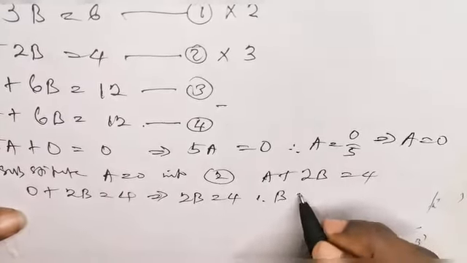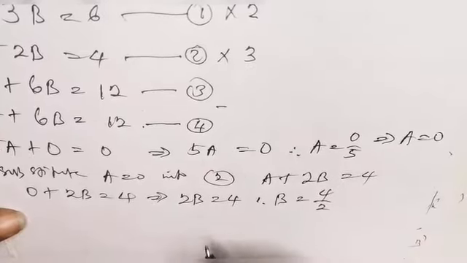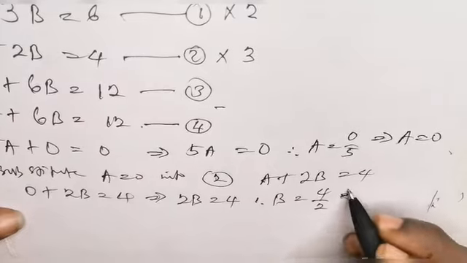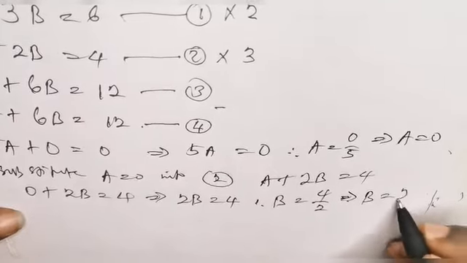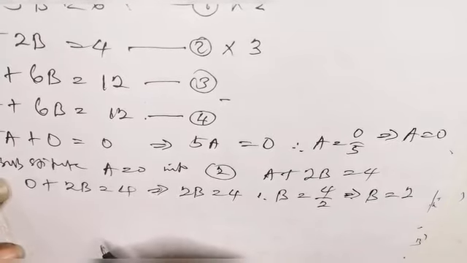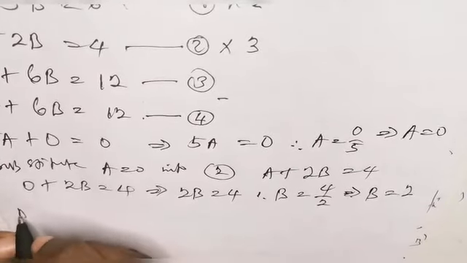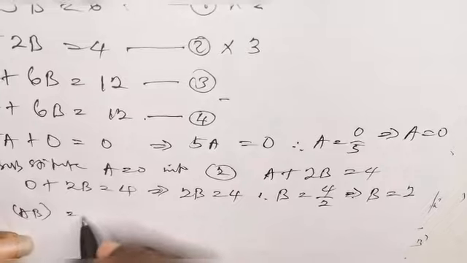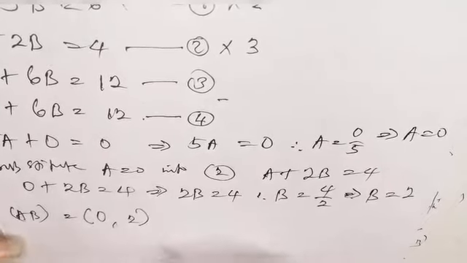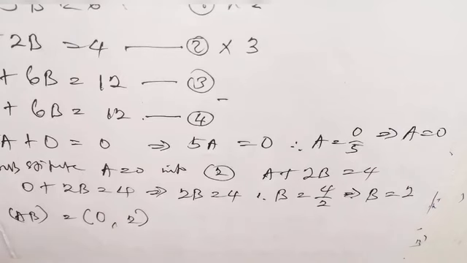Therefore, to make b the subject, it becomes 4 divided by 2, the coefficient of b. So this implies that b itself is equal to 2. Hence, the intersection between the embroidery machine and the cutting machine gives us a equal to 0 and b equal to 2. So these are now the intersections.